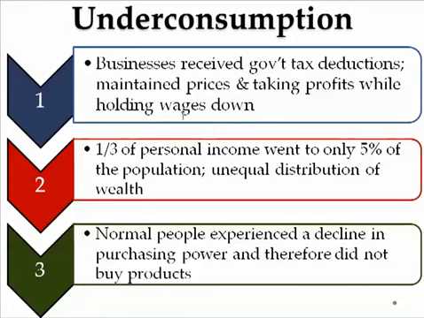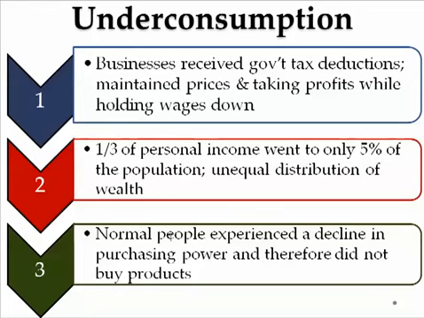So what they're doing here is they're causing an unequal distribution of wealth in the United States. And at this time, one third of personal income went to only 5% of the American population. So there's going to be a wide gulf in distribution of wealth between the rich and the poor. So what this does, and the reason these two things are not good, and the reason they cause the Great Depression, is that normal people experience a decline in purchasing power. In other words, they didn't have the money to go out and buy stuff, and therefore did not buy the products that were being made.